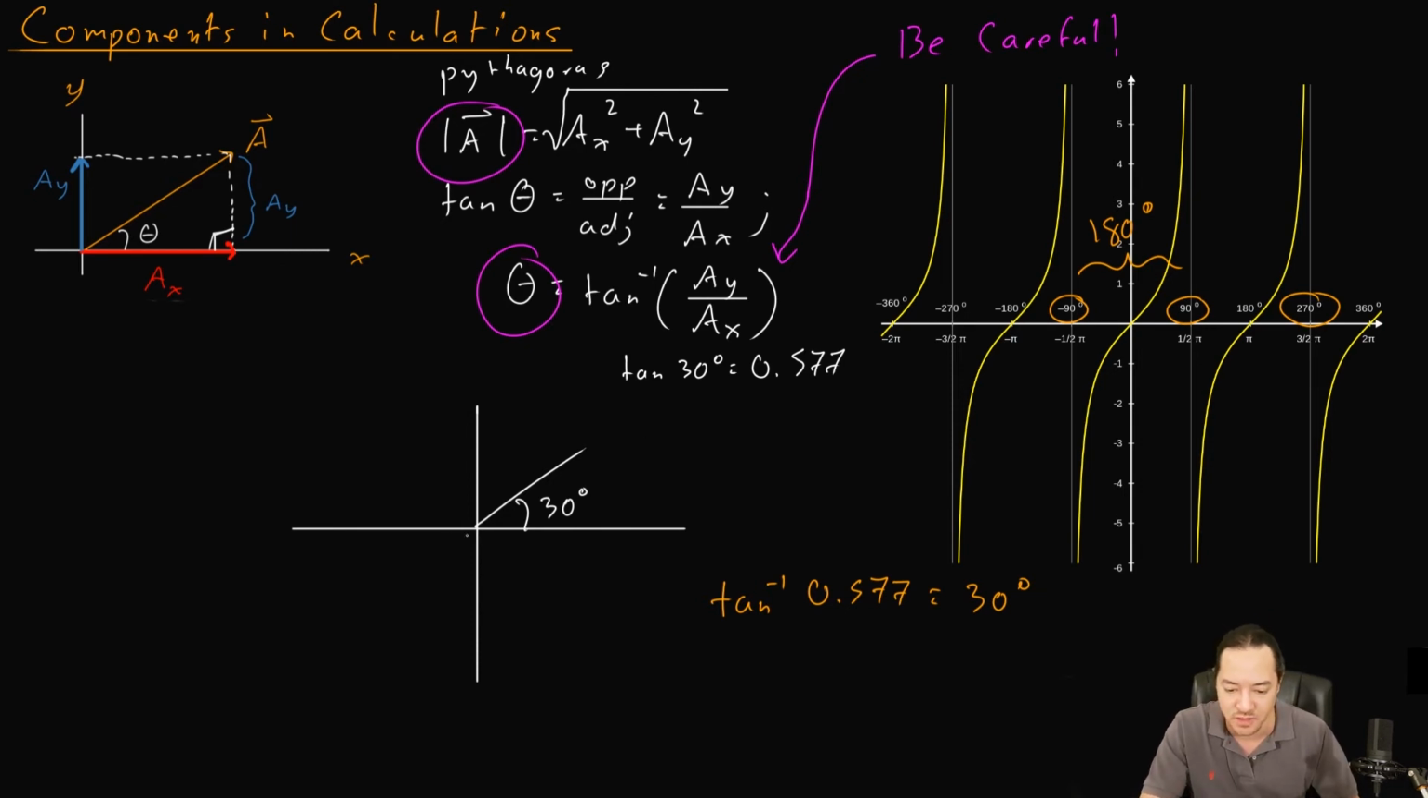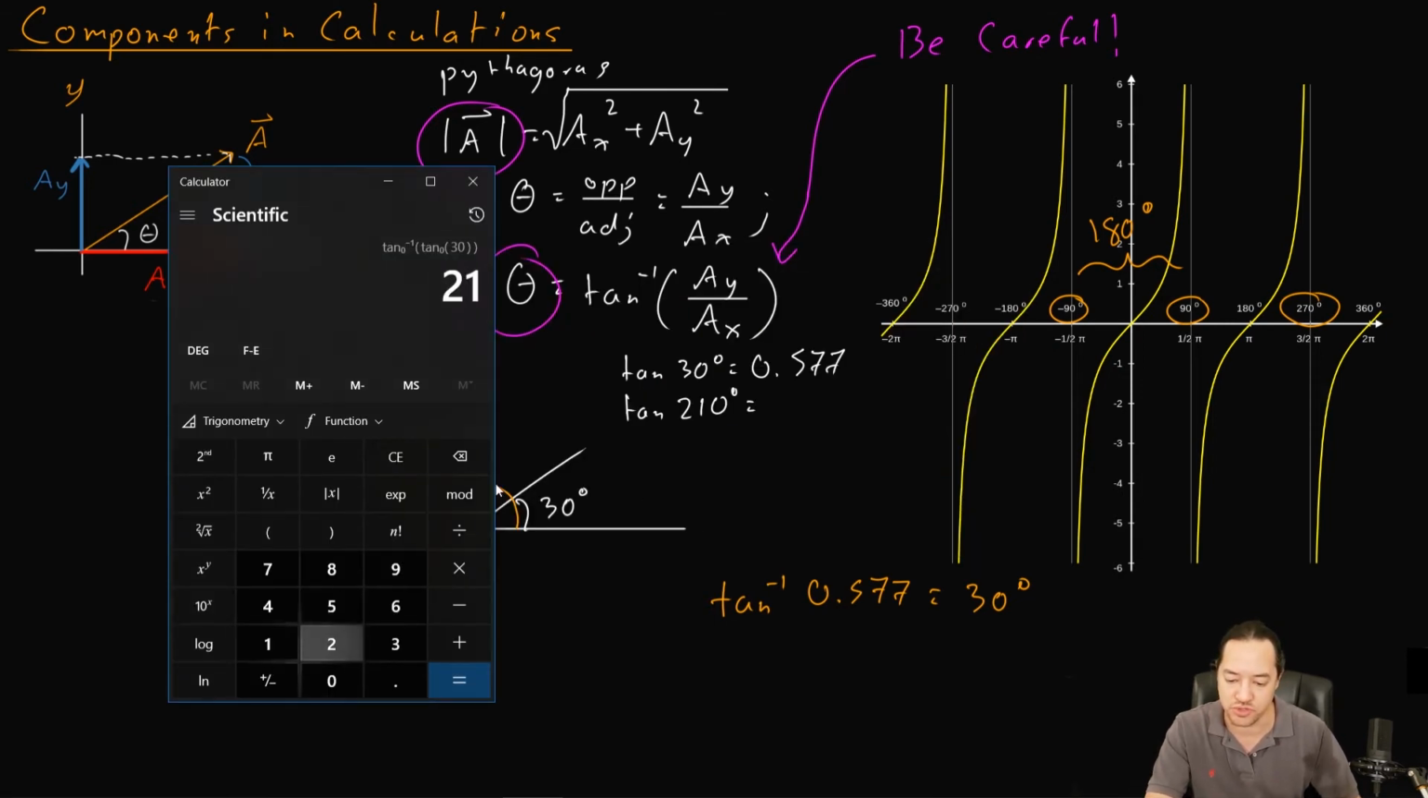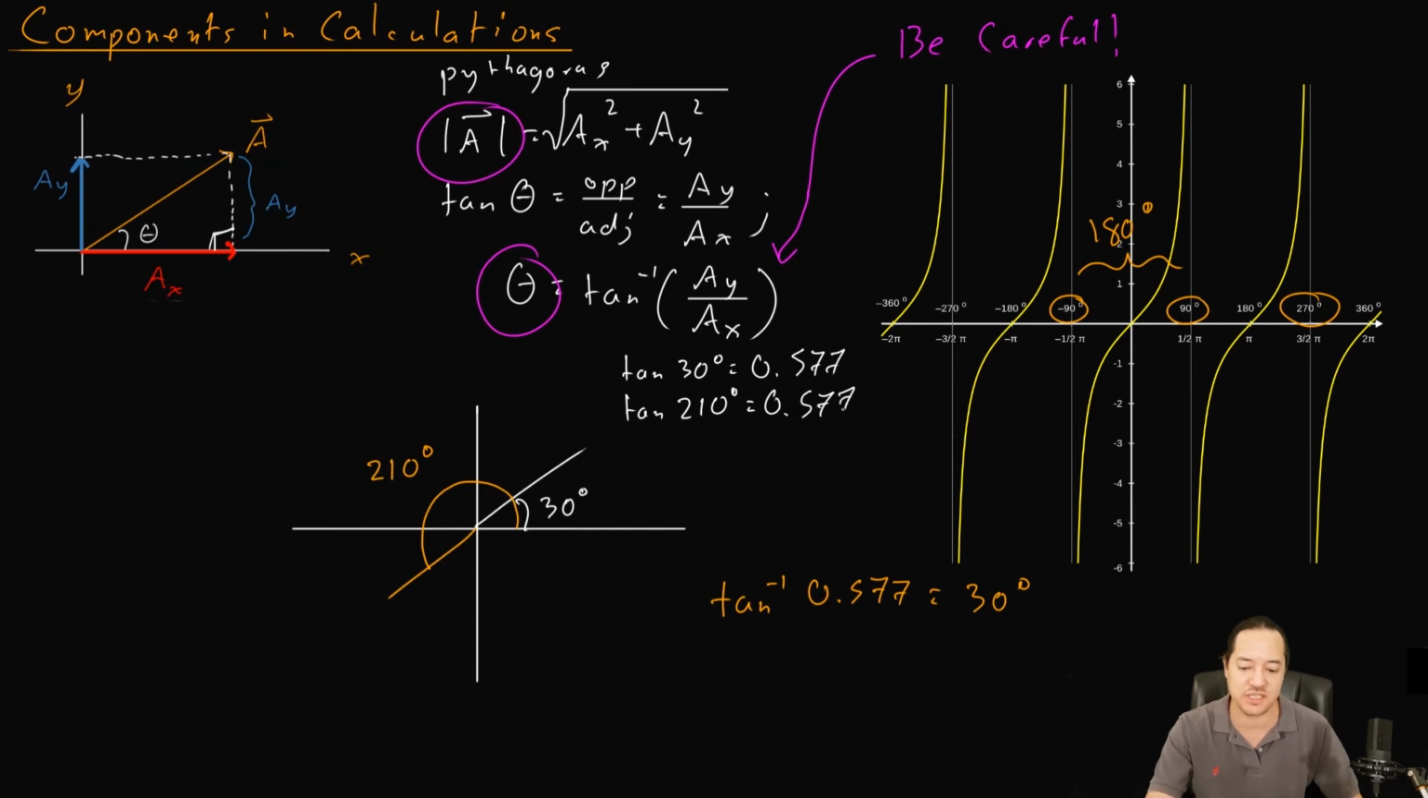Here's the problem. Let's say I have another vector over here. And here I have an angle from the positive x-axis all the way here, and this angle is 210 degrees. Well, what is the tangent of 210 degrees? Let's see. 210, and the tangent is 0.577. Now do you see what the problem is?